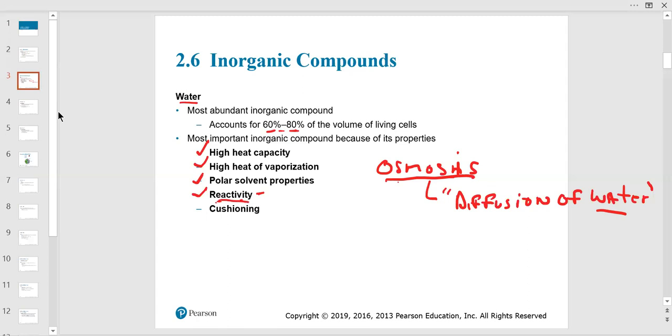So reactivity. Cushioning is more physical cushioning. You're going to hear about this stuff called cerebrospinal fluid, which surrounds the brain and spinal cord. It's a fluid that contains mostly water, 80% water, and it basically protects the brain within the cranium and protects the spinal cord within the vertebral column. So cushioning is really important throughout the body.